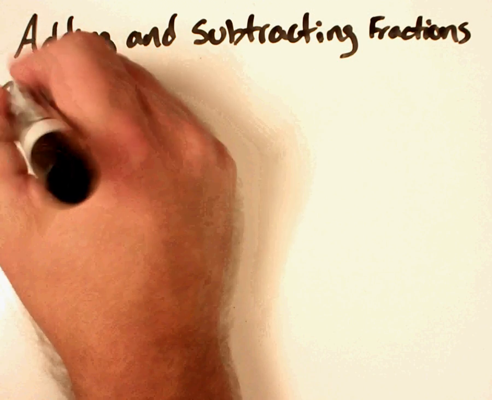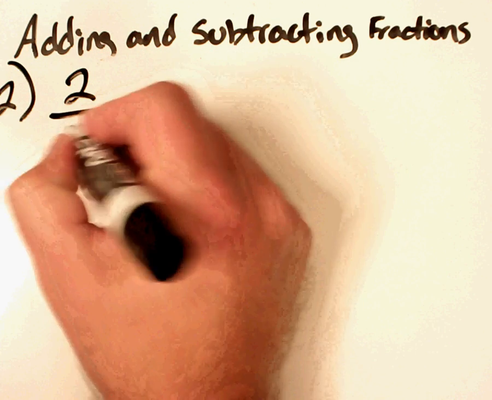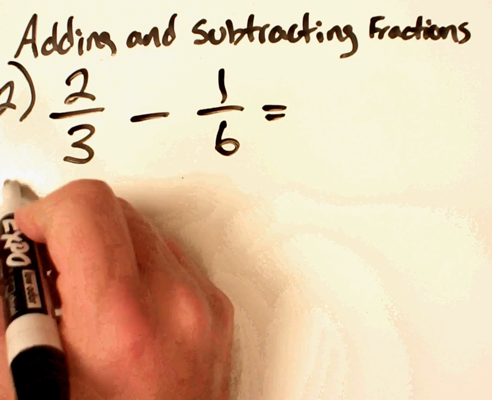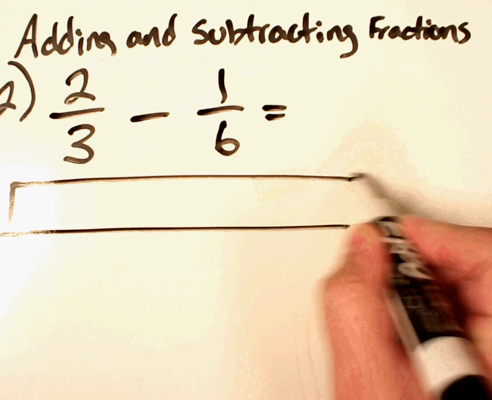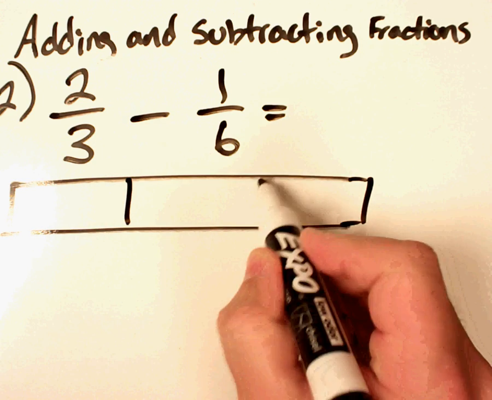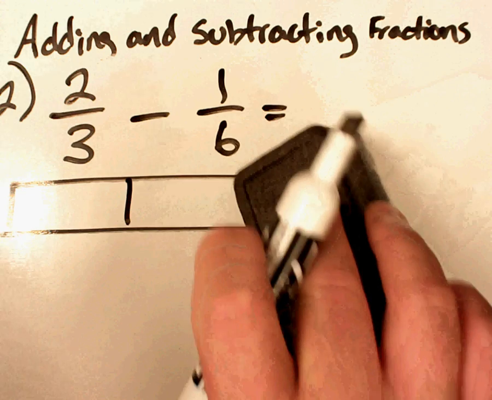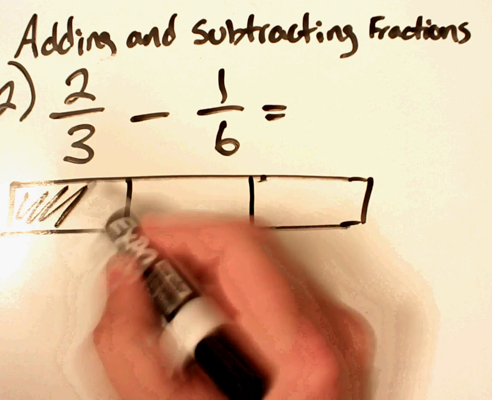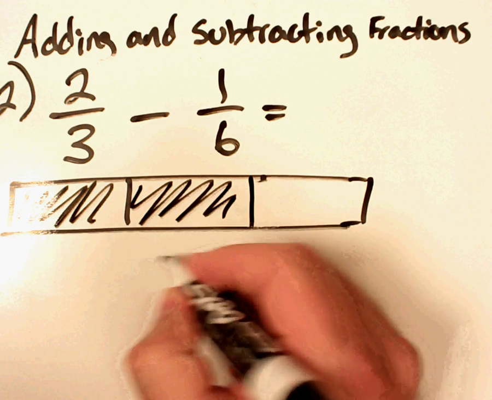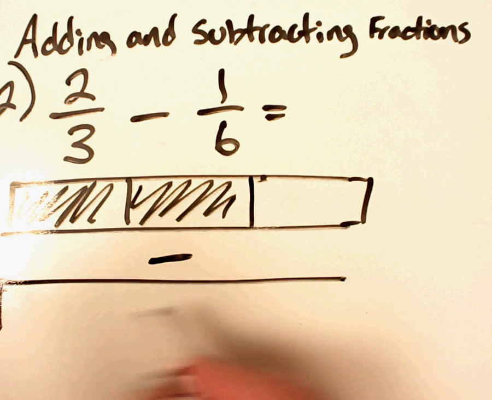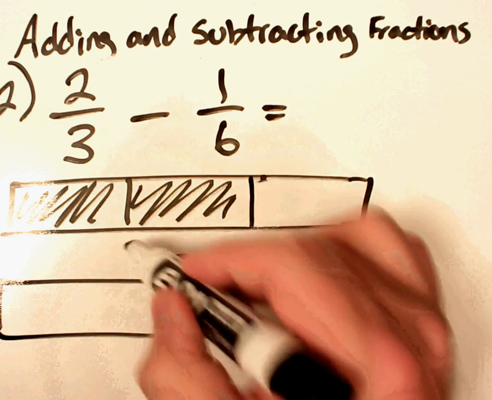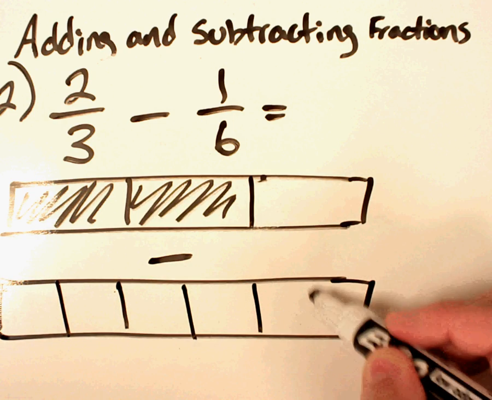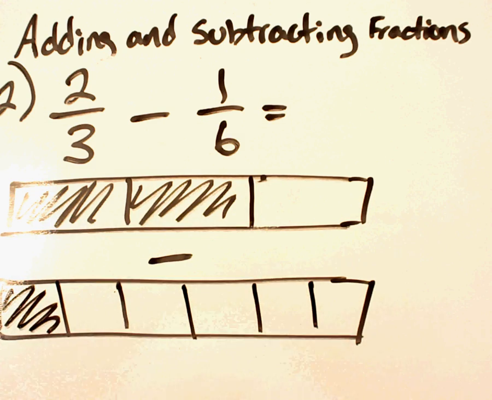All right, so number 2 is going to be 2/3 minus 1/6. Okay, so we got 2/3. We're going to subtract 1/6.